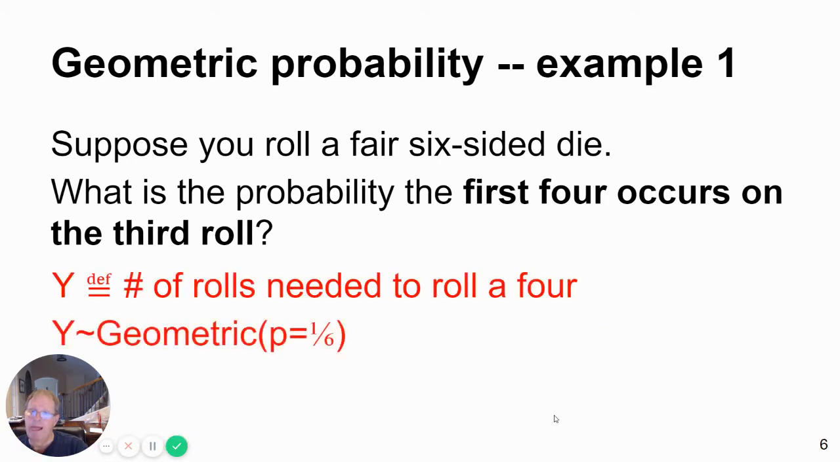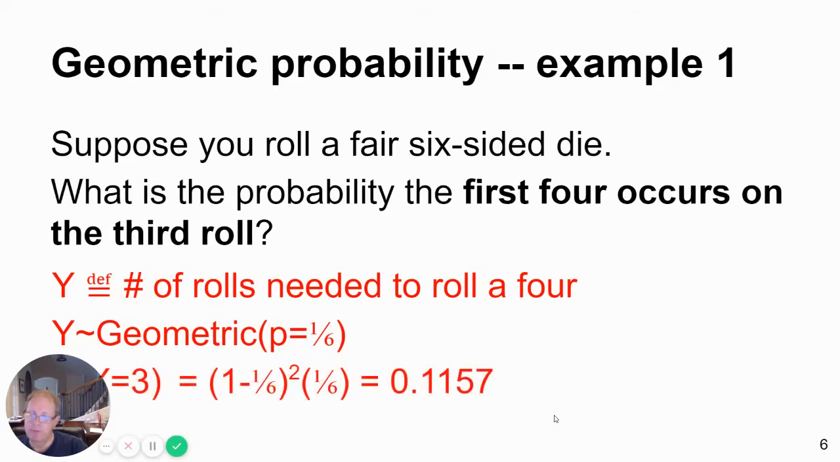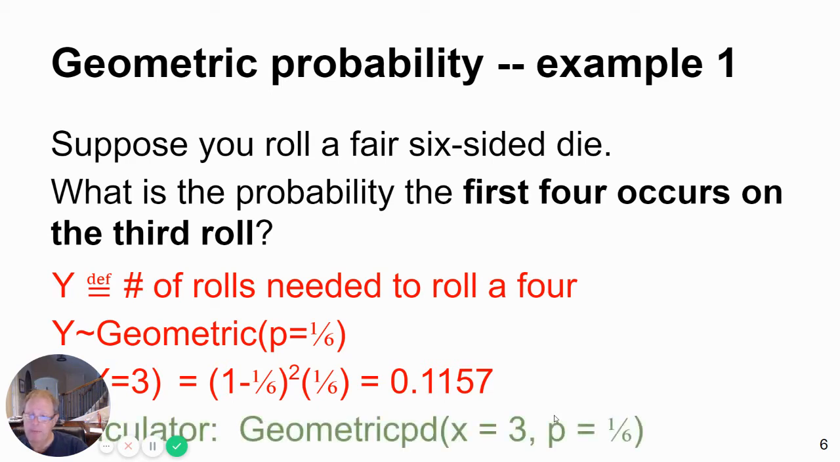Now let's go ahead and do the math. What is the probability the first 4 occurs on the 3rd roll? I plug my numbers into the formula, and that's what you're going to have to do. To show your work, you have to plug the numbers from the problem into the formula. In this case, the probability that the first 4 occurs on the 3rd roll, so probability that Y equals 3, is the probability of failure to the power of 2. We have 2 failures, and then that's followed by 1 success. So I multiply that by the probability of success. I can put that directly into my calculator, and I get a probability of 0.1157. But I also want to show you the calculator notation. When you're doing this kind of problem, I want you to put in your calculator notation. In this case, the calculator notation is geometric PD with x equal to 3 and p equal to 1/6. That's my calculator notation.